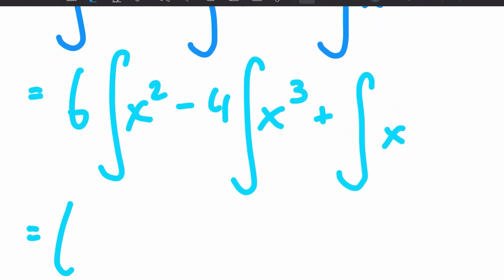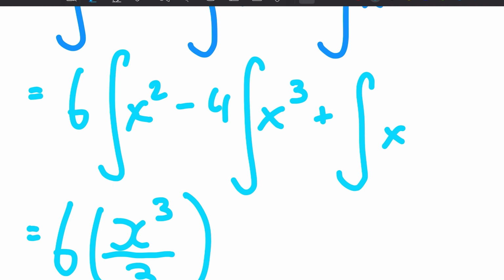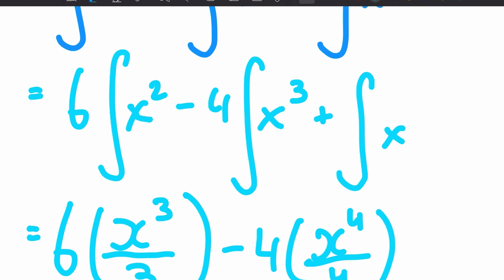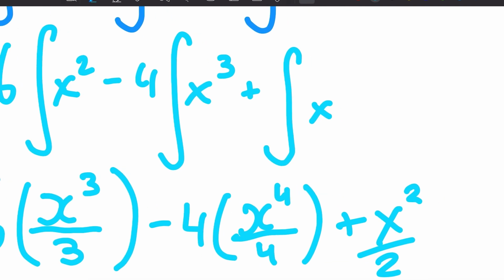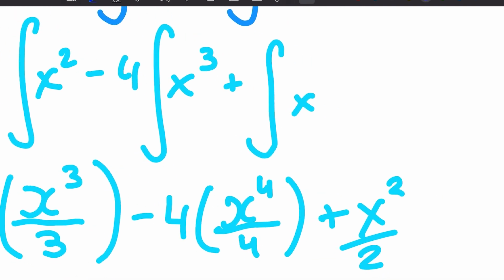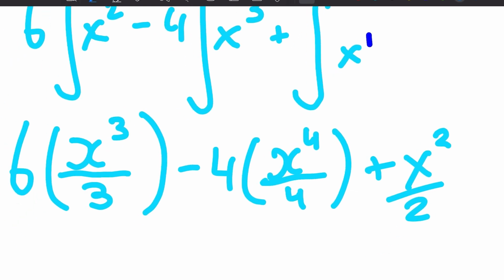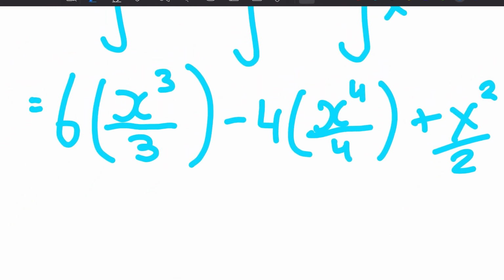So remember that when integrating, you just add 1 to the power, which is just going to be 6 times x to the 3, because we add 1 to the power, over 3, minus 4 times x to the 4 over 4, plus x to the 2 over 2. Please note that this is just x to the 1, because any number to the power of 1 is itself. So we're just adding 1 to that power. And we can just simplify this.